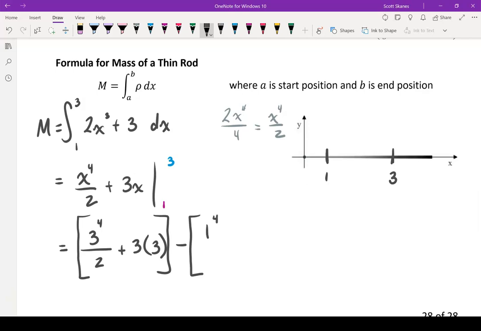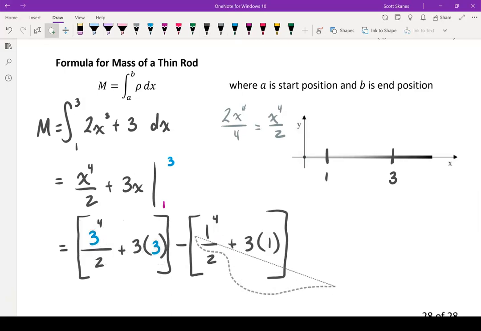This is 1 to the power 4 over 2. Plus 3 times that 1. And if you're still wondering where those numbers are coming from, this is our b value. B goes in first, kind of our final, and then our a goes in next, which is kind of our initial value.